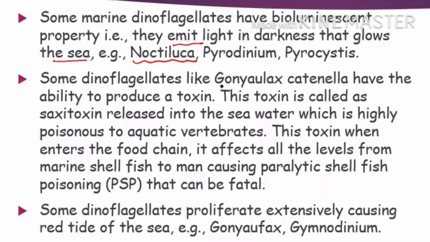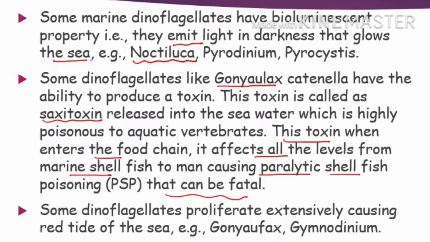Some dinoflagellate like Gonyaulax is releasing a toxin, and this toxin is known as saxitoxin. And you know very well, according to the food chain concept, that phytoplanktons will be consumed by zooplanktons, which will be eaten by small fishes, and finally, the small fishes will be consumed by large fishes. So this toxin enters the food chain, affects all levels of the marine shellfishes, and it causes paralytic shellfish poisoning. So it can be fatal also. This toxin can be fatal.